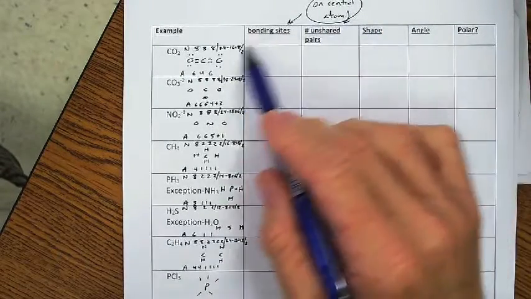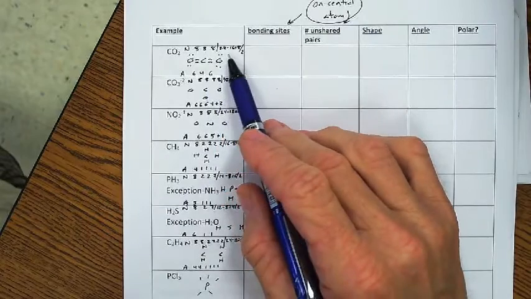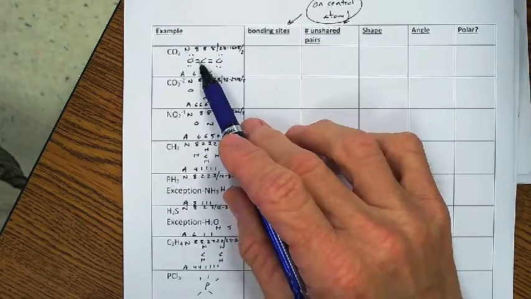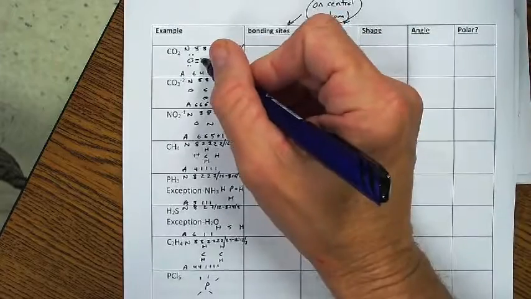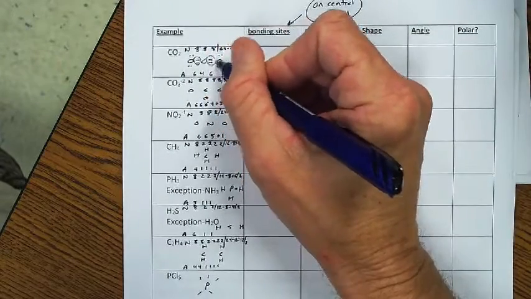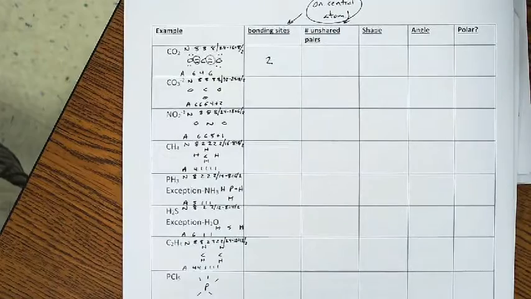And that's on the central atom that we're talking about. So the central atom is carbon. The number of bonding sites: a single or double or triple bond is 1 bonding site. So there's a bonding site and there's a bonding site. So it has 2 bonding sites on that central atom.